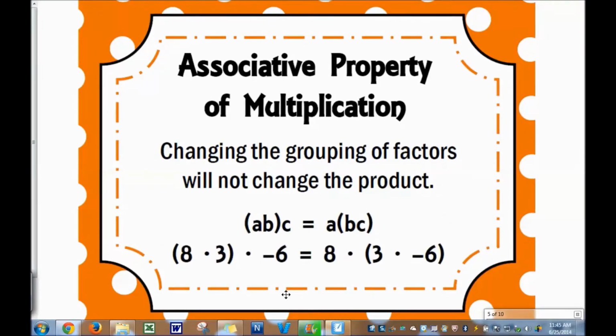With the associative property of multiplication, it works the same way. You can change the grouping of the factors, which are the pieces that are being multiplied, and it will not change the product. (A times B) times C is equal to A times the product of B and C. So I can multiply 8 times 3, then times 6, or I can do 3 times 6 and then multiply that times 8.